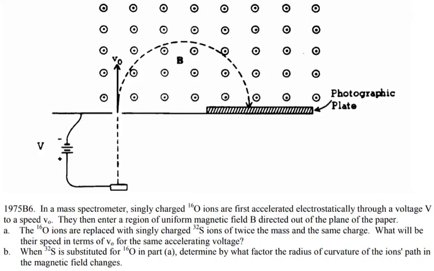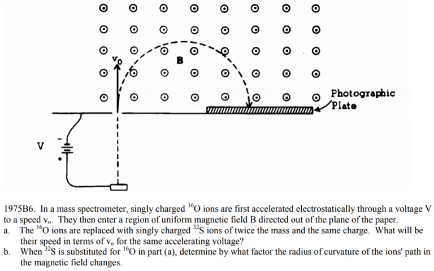Let's look at the 1975 AP Physics B FRQ question. In a mass spectrometer, singly charged oxygen-16 ions are first accelerated electrostatically through a voltage V to a speed of V sub 0. They then enter a region of uniform magnetic field B directed out of the plane of the paper.